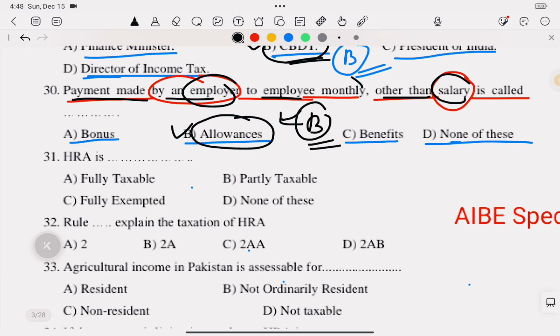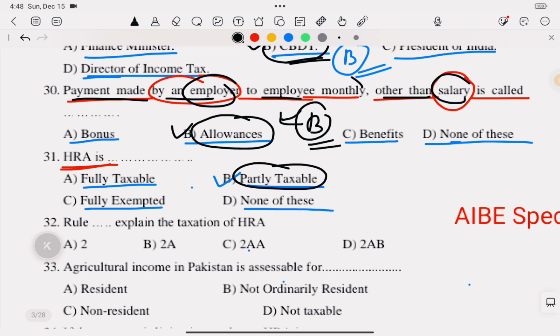Okay, so now moving to next question. So the next question is HRA, that is house rent allowance, is, let's see the options. Options are fully taxable, partly taxable, fully exempted, and none of the above. So in this case the correct option would be option B, that means house rent allowance is partly taxable.